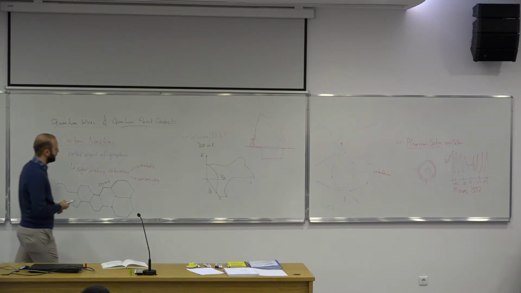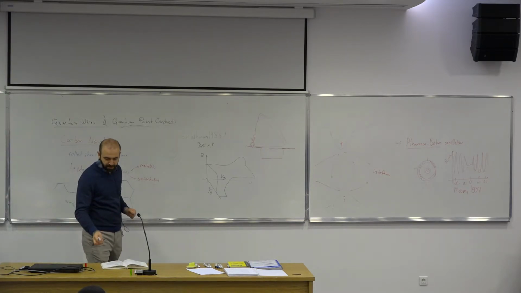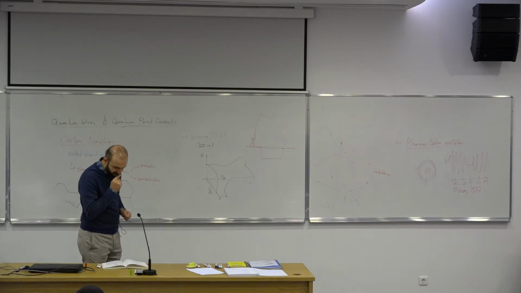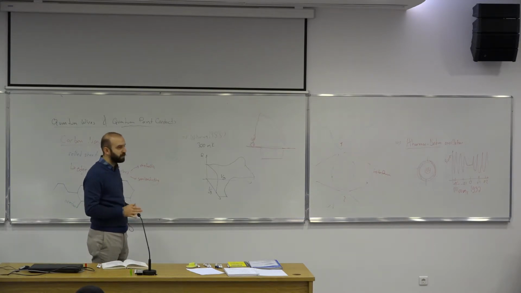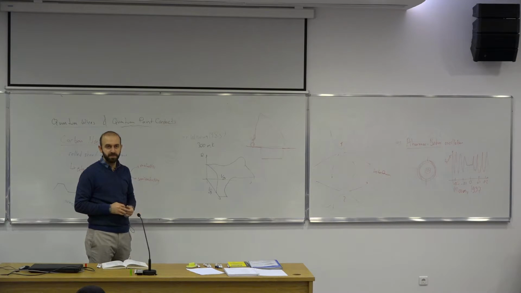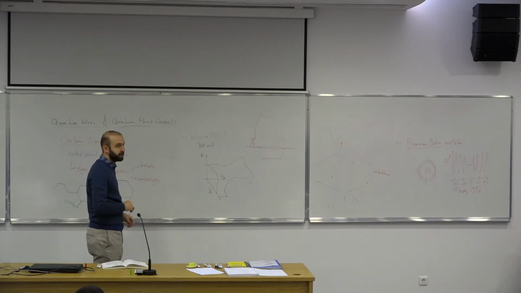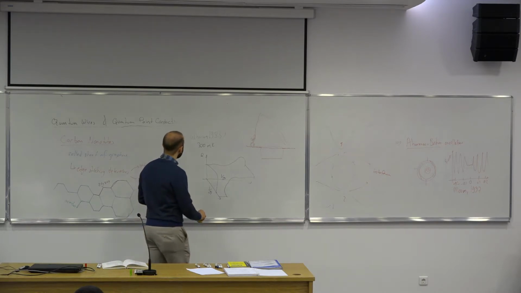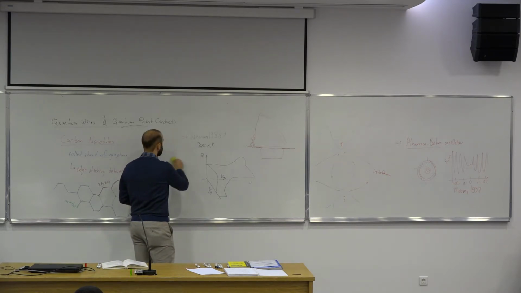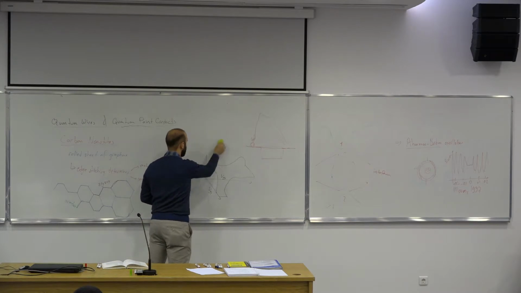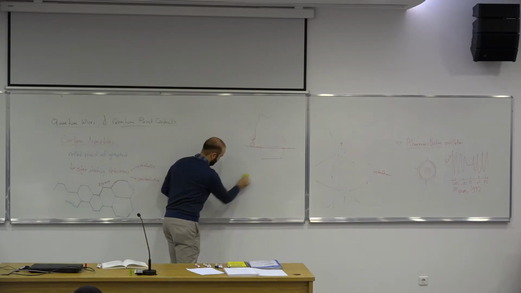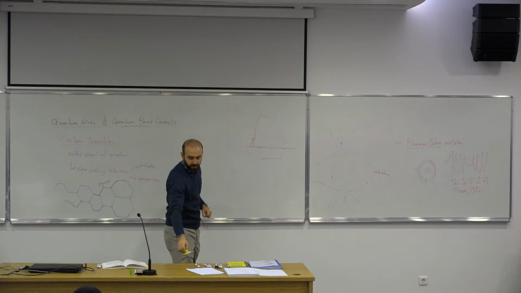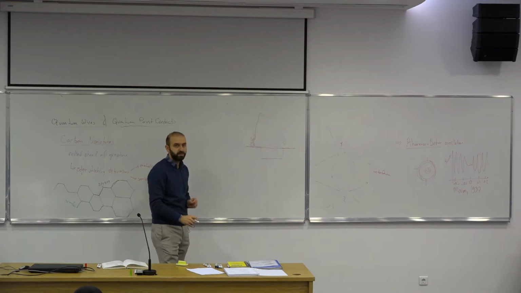So we have metallic and semiconducting tubes, but pretty much none of the experiments that I mentioned have been performed on carbon nanotubes for one very simple reason, because carbon nanotubes are very difficult to make contacts with. Whenever you make a contact with a carbon nanotube, it's not an ohmic contact. It's not a proper contact.